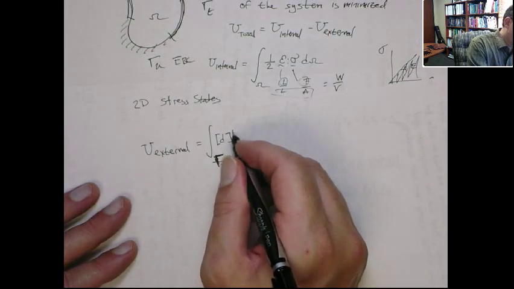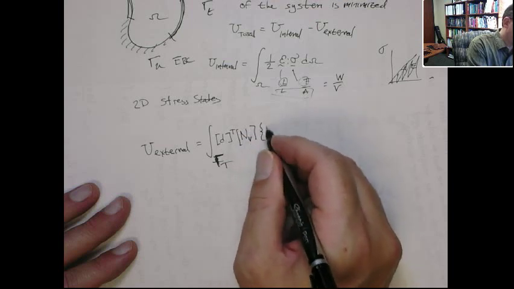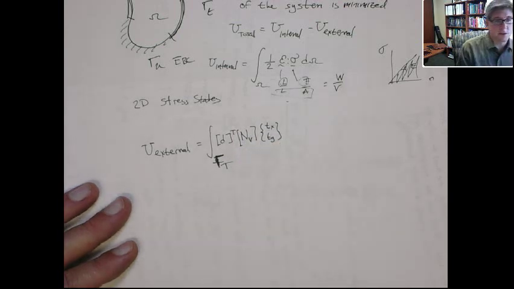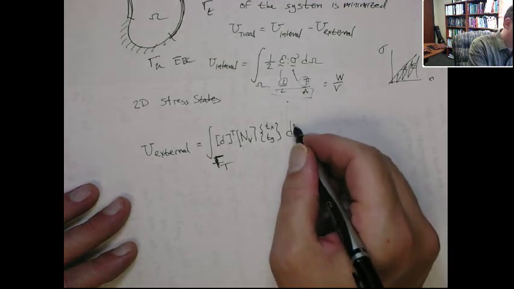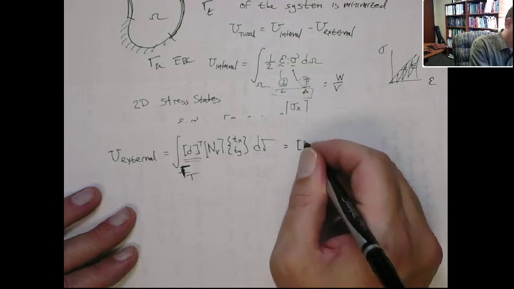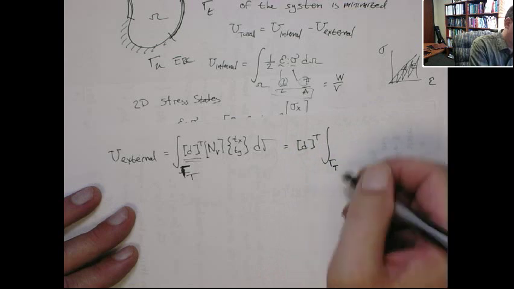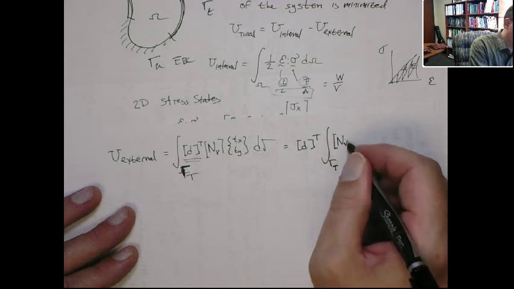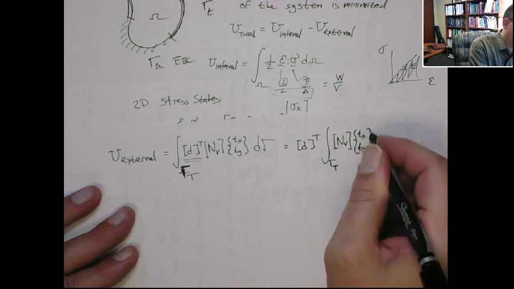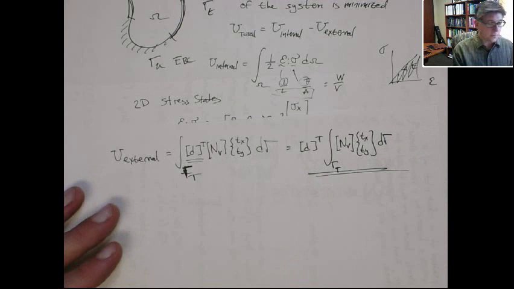And it's d transpose times this NV matrix, and then that's going to be multiplied by the traction vector, x and y. And those, in general, are going to be functions of position, okay? Now this is a constant, it can come out, and so we just are left with d transpose integral over gamma t of this NV matrix multiplied by the tractions, d gamma, okay? So that's the work of the external forces.